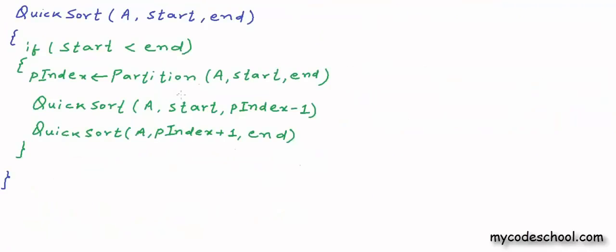Coming back to the quicksort function, instead of calling partition here, we are going to call randomized partition. I'm short of space here, so I'll write it like this. This is the randomized partition function. It's always wise to call randomized partition. Now let's try to analyze the average case.